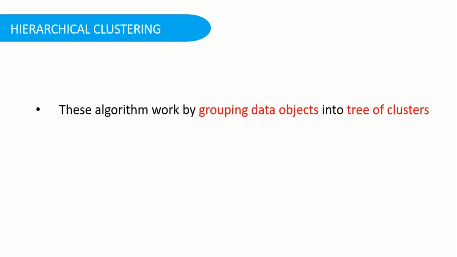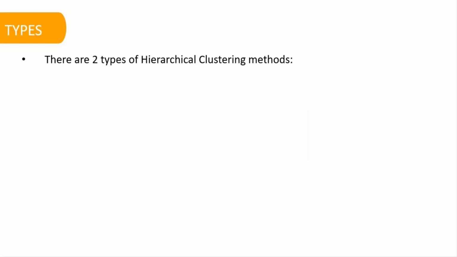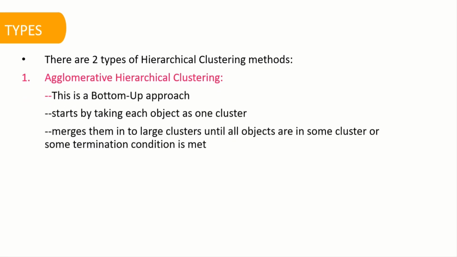In the hierarchical clustering algorithm, work is done by grouping data objects into a tree of clusters. This method does not require the number of clusters k as an input, but it needs a termination condition. In general, there are two types of hierarchical clustering. The first is agglomerative hierarchical clustering, a bottom-up approach that starts by taking each object as one cluster and then merges them into larger clusters until all objects are in the same cluster or some termination condition is met.